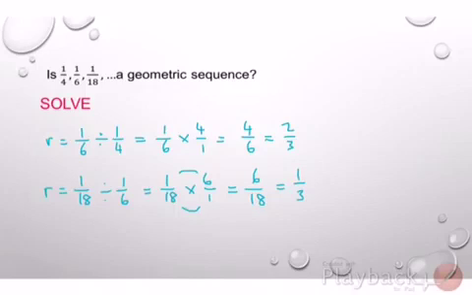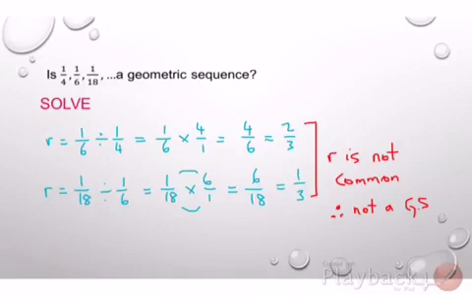Okay, so straight away I notice that these two numbers are totally different, so their ratio is not common, therefore it's not a GP, or a geometric sequence. And that's what you would do to show that.